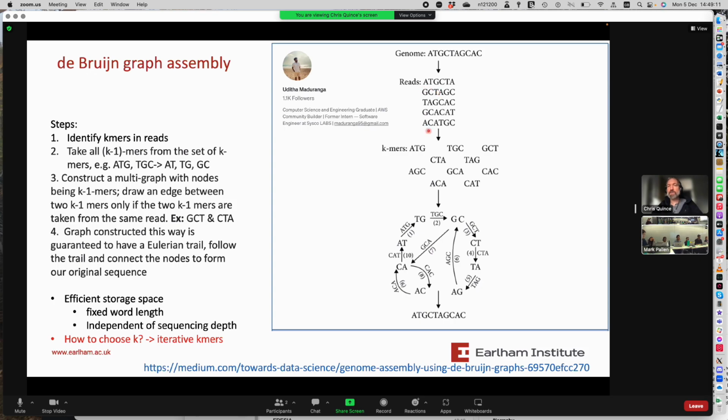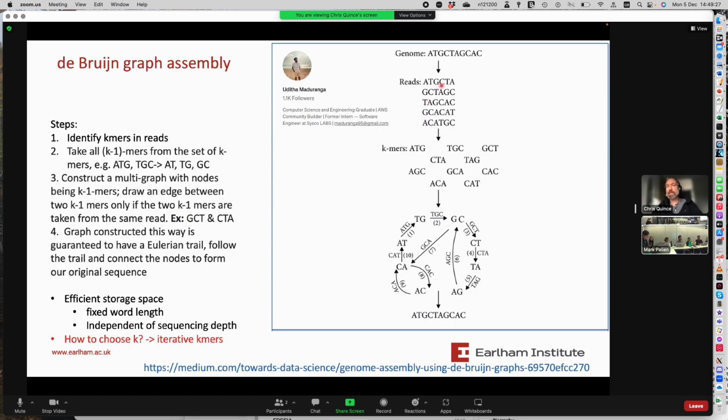So we decompose each read into its constituent k-mers. So these k-mers are these little nucleotide words. So, here we've got trimers, okay? So our first read contains the k-mer ATG.